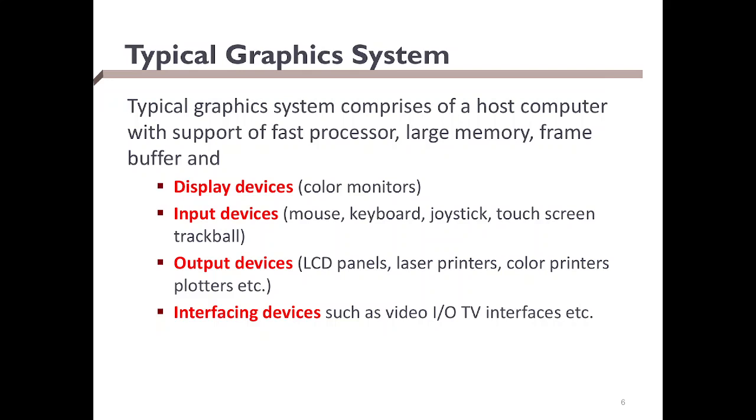It has to have input devices, for example a mouse, a keyboard, maybe a joystick, a touch screen, a trackball. It also needs output devices, such as LCD panels, laser printers, color printers, and plotters. Then interfacing devices such as video, IoT, input output, and TV interfaces. So all these are typical graphical system components, and these are what may comprise a graphics system.